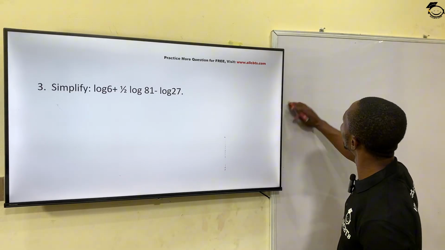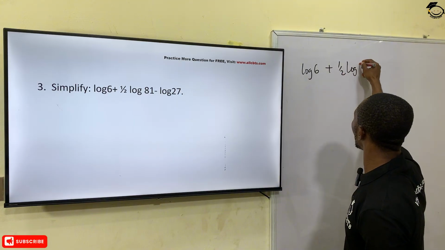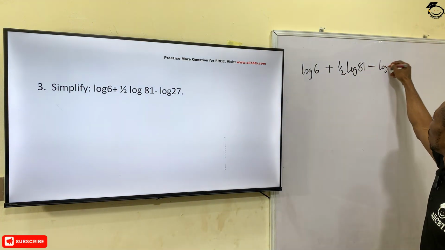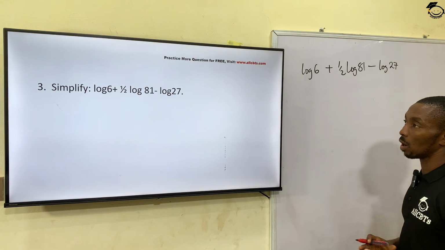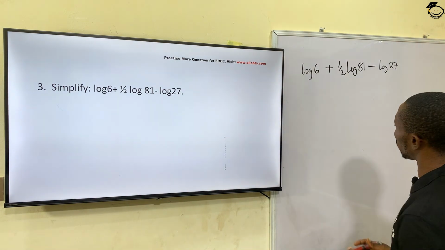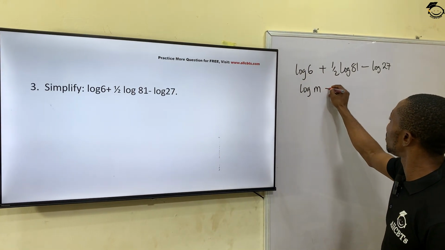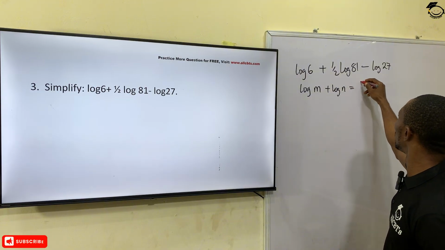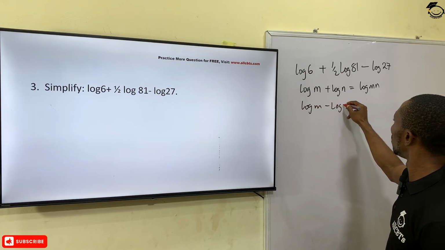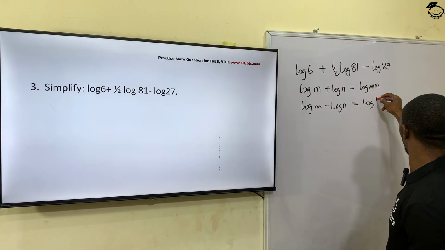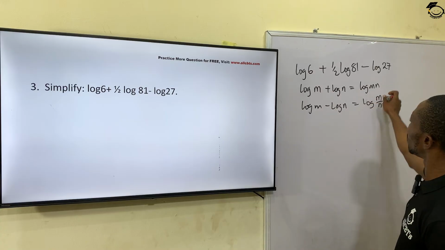Simplify log 6 plus half log 81 minus log 27. Now, in this, we are going to apply some of our log rules, like the multiplication rule and the division rule, where we have log m plus log n equals log mn, and log m minus log n equals log m over n. Whereas subtraction becomes division, addition becomes multiplication.